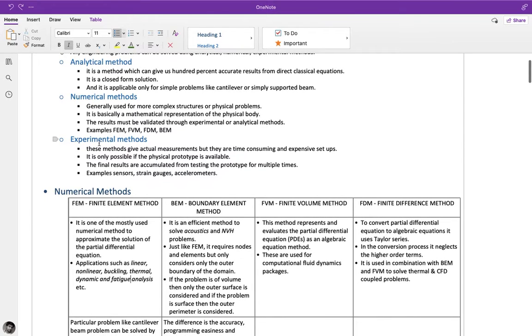And the third kind of method is the experimental method. These methods actually give actual measurements, but they are time consuming and very expensive setups. For example, the car crash test, as you know, is very expensive. It is only possible if the physical prototype is available, and then the final results are accumulated from testing the prototype multiple times. For example, if you want the results of the deformation of the car, multiple car prototypes must be tested. It makes the process lengthier and costlier. These kinds of methods need sensors, strain gauges, accelerometers, etc.